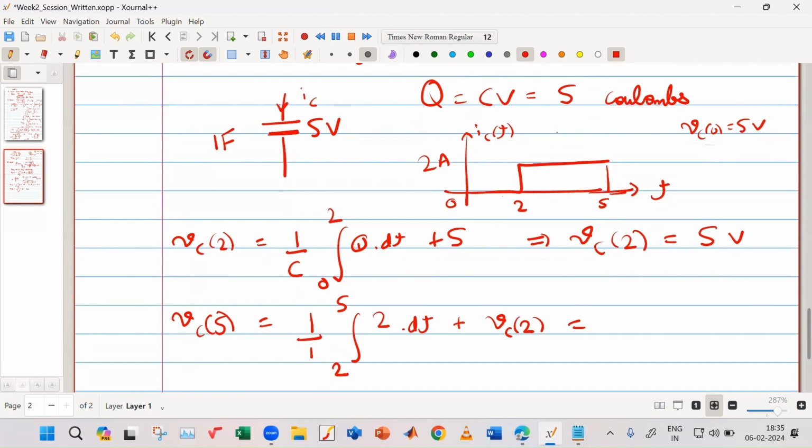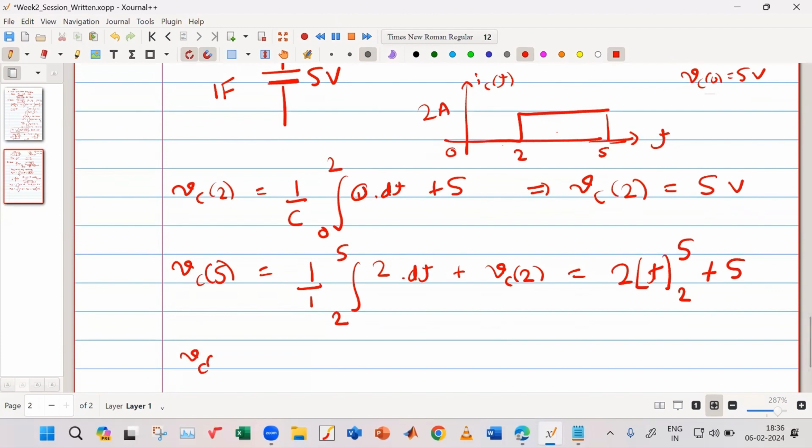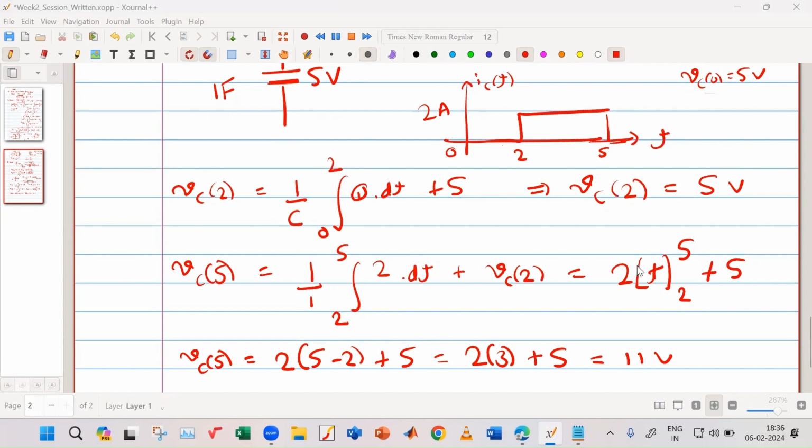So this becomes equal to 1 upon 1 is 1. So integration of 2 to 5, 2 into dt is how much? It becomes 2 into t, limits from 2 to 5, plus Vc of 2 is 5 volts, so it becomes 5. What you will get, Vc of 5 is equal to 2 into 5 minus 2 plus 5. That becomes 2 into 3 plus 5. That becomes 11 volt.